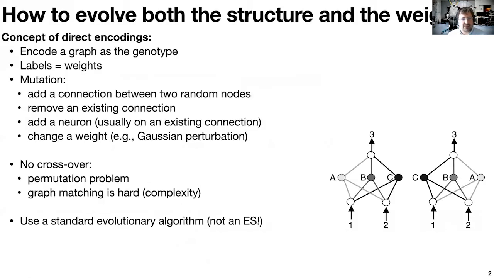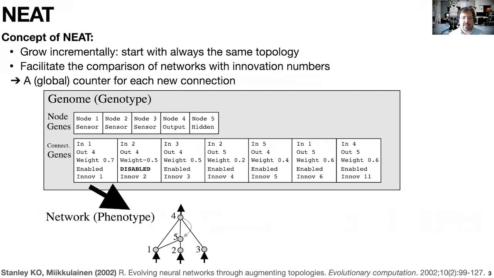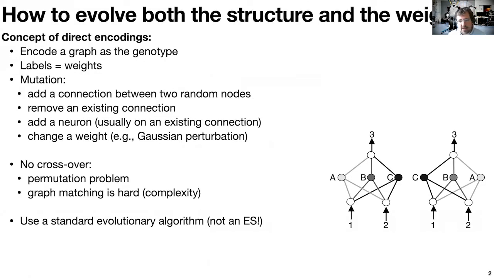Okay, let's do it like this. So I was describing all of this. And so one of the main questions is, how do we ensure that when we add a new connection or remove a neuron or something like this, we don't just destroy everything and have an individual with a very bad fitness, so it's excluded, and then you never explore new structures.